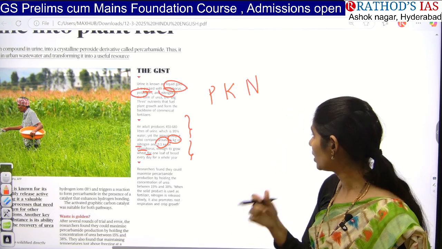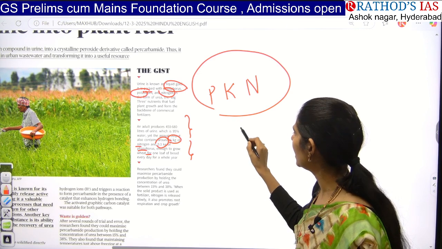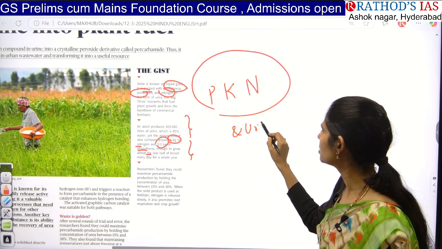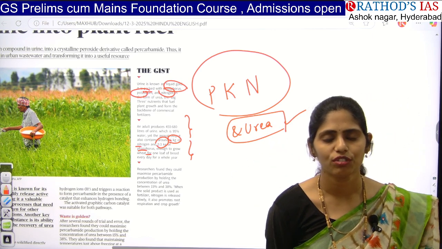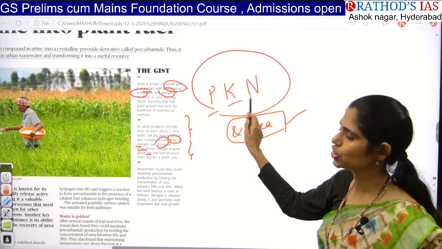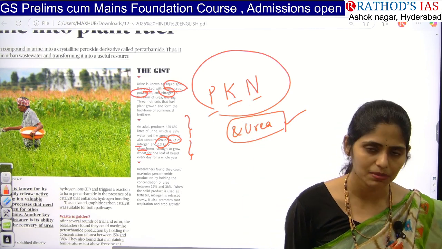Okay. So you have to know about what is this NPK, and you have to do some research regarding urea. What is urea, what are the advantages of urea, and what is the percentage of NPK in urea. Please make a note of it.